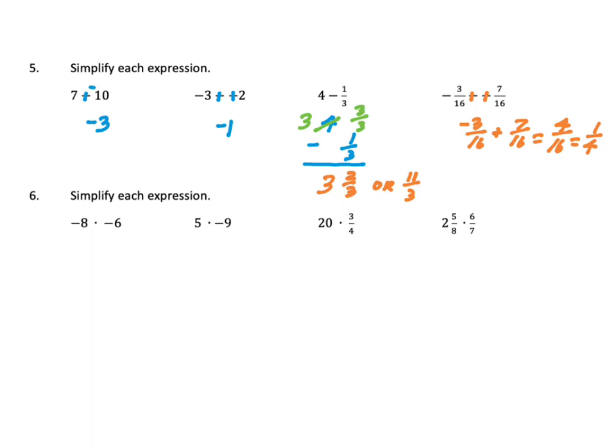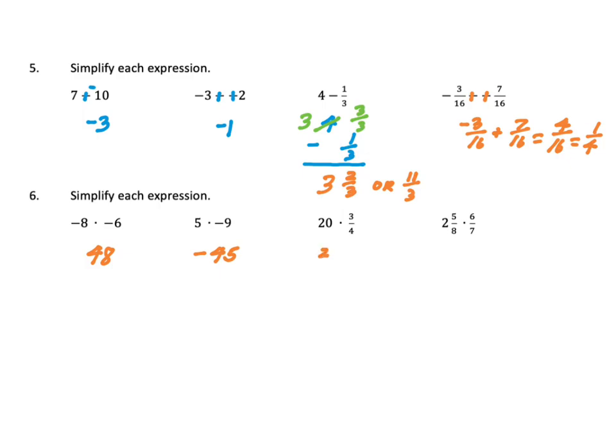We'll close this part up with number 6, and let's go ahead and multiply. So an opposite times the opposite makes it the original, makes it positive. So negative 8 times negative 6 is 48. 5 times negative 9 is negative 45.